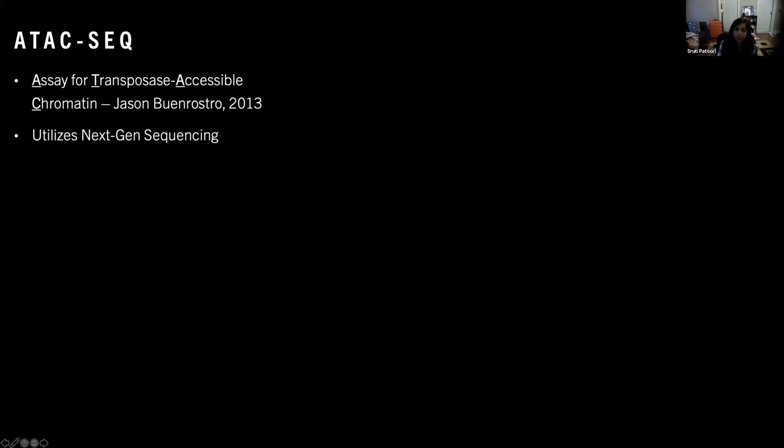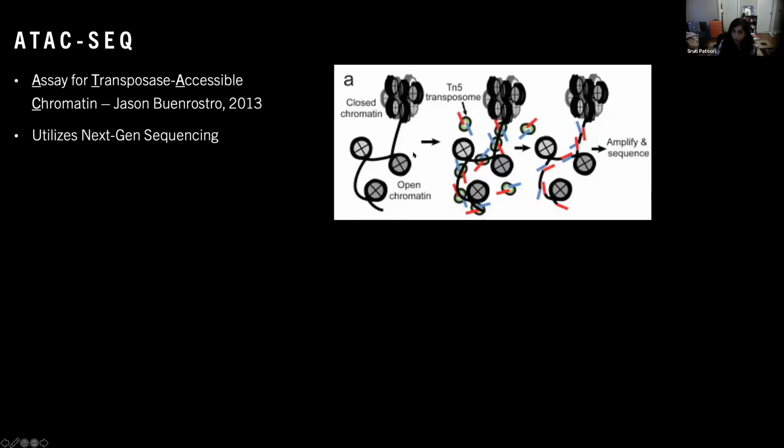Transposase is just an enzyme that can freely go and cut the genome wherever it can. So you have your cells, you burst open your cells in such a way that keeps the entire chromatin intact, so all of your chromatin proteins are still bound to the DNA. You treat that with the transposase. And what that does is it finds all of the relatively histone-free areas, your accessible chromatin, it cuts them and it leaves behind a tag.